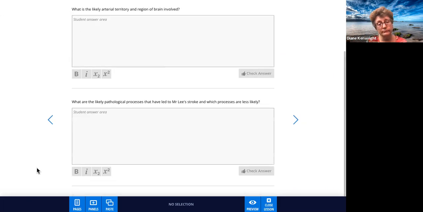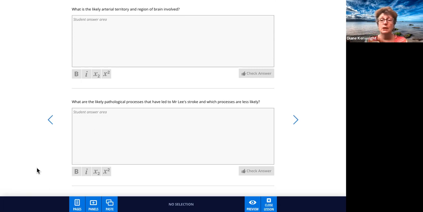Okay. What are the pathological processes that have led to Mr. Lee's stroke? All right, so given the history of atrial fibrillation, embolus has got to be right on the top. And the embolus could be straight from the AF, or it could be an embolus from a cholesterol plaque. He didn't have any bruits, but that is still possible.